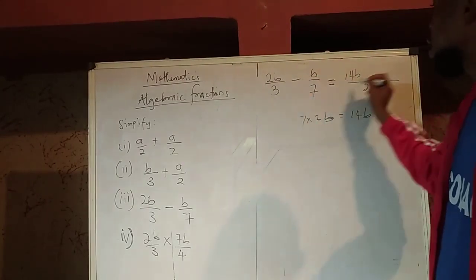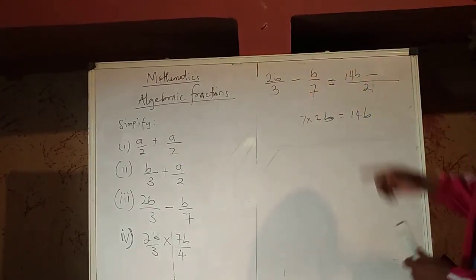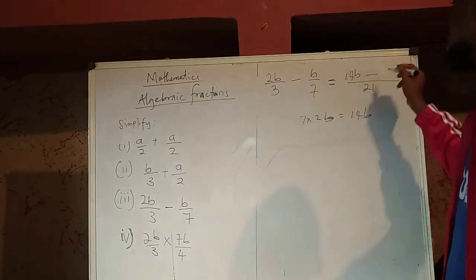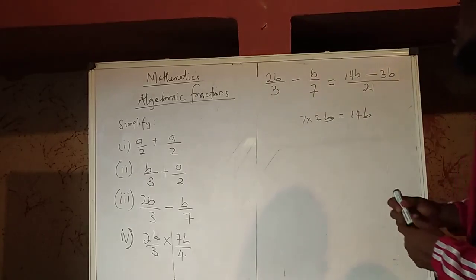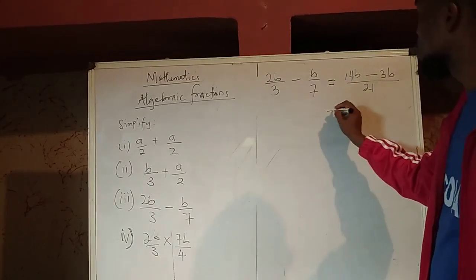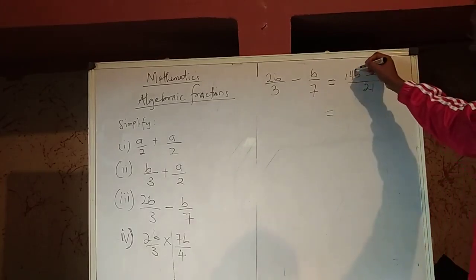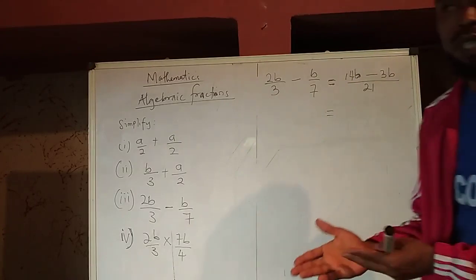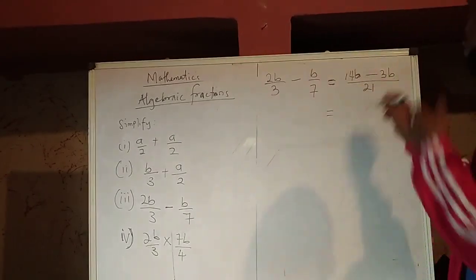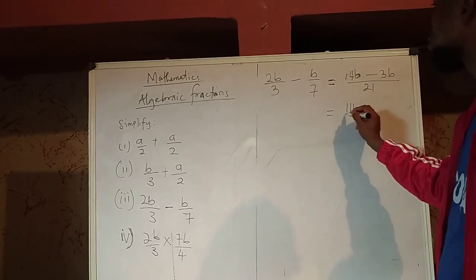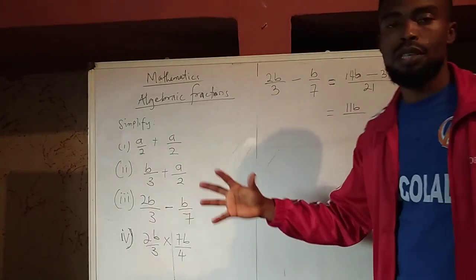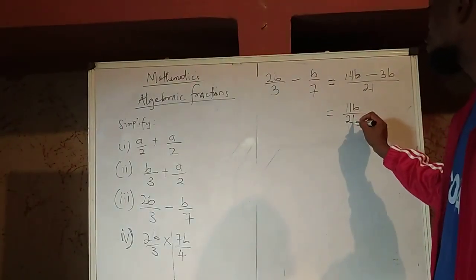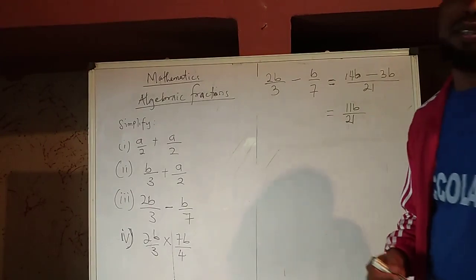Then what is here is minus, the subtraction. So we do 21 divided by 7, which gives us 3, times b gives us 3b. At this point we are going to do the subtraction. This subtraction can work because b and b represent the same quantities, they are alike. So 14b minus 3b will be 11b. You have 14b's, you remove 3b, it becomes 11b's. So 11b over 21 is our answer.